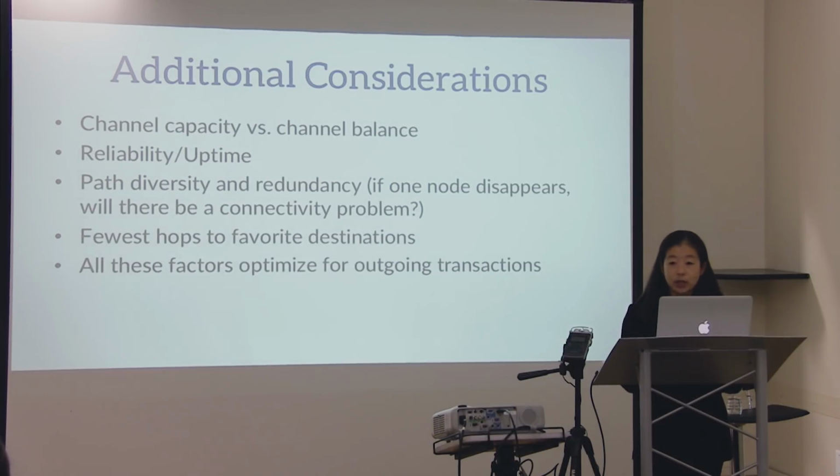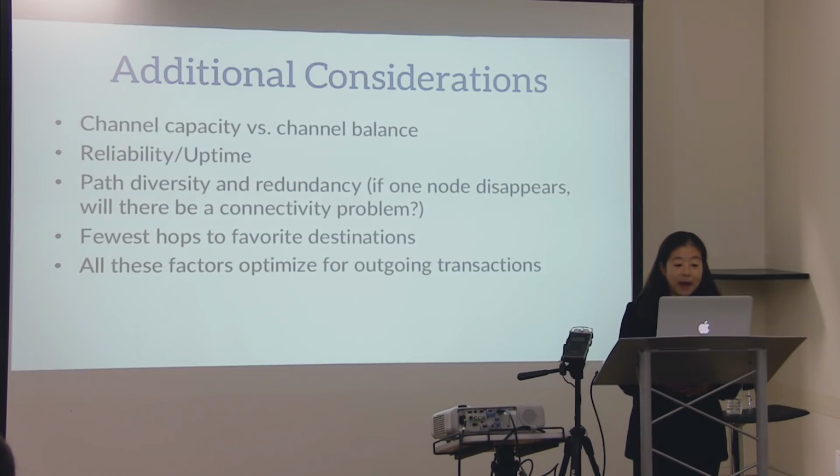As Renee mentioned, channel balance. Even though a channel might have large capacity, the capacity might all be on one side, which means it can only handle payments going in one direction. Reliability and uptime is also currently not recorded, so you can't tell how often a node goes offline.